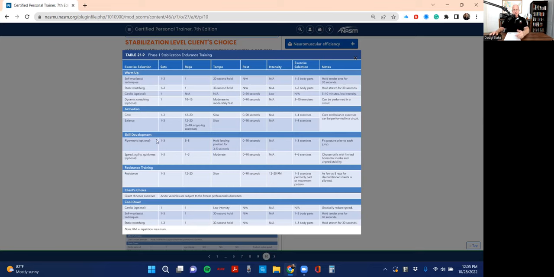This is one of the ways, and I'll give you a great example here. So let's look at speed, agility, see what I'm pointing to. Speed, agility, and quickness. And we're just going to take a look at this one row.